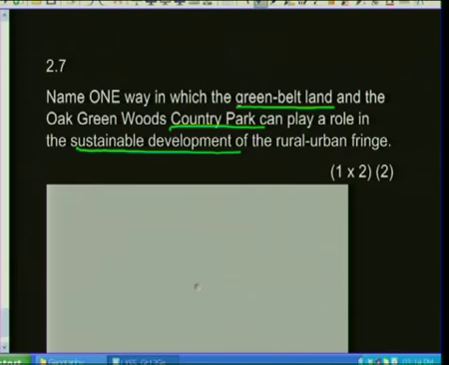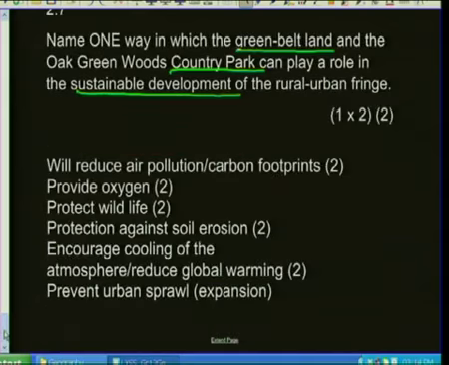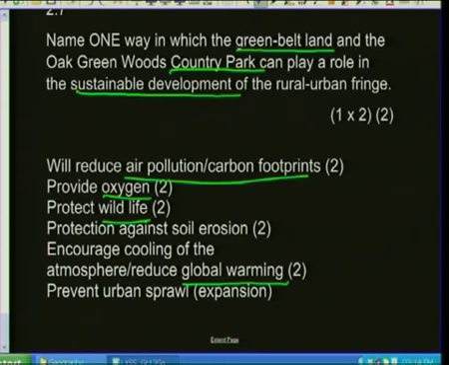So what we're talking about here is putting in a green belt like a country park that will make money, but at the same time will keep the landscape as natural as possible for the enjoyment of everybody. So a green belt like that, once again, will reduce our air pollution or carbon footprint. It provides oxygen and wildlife in that area. It will, of course, by putting in that extra vegetation, prevent against soil erosion. And overall, because we're putting in the green belt, we're working against global warming.